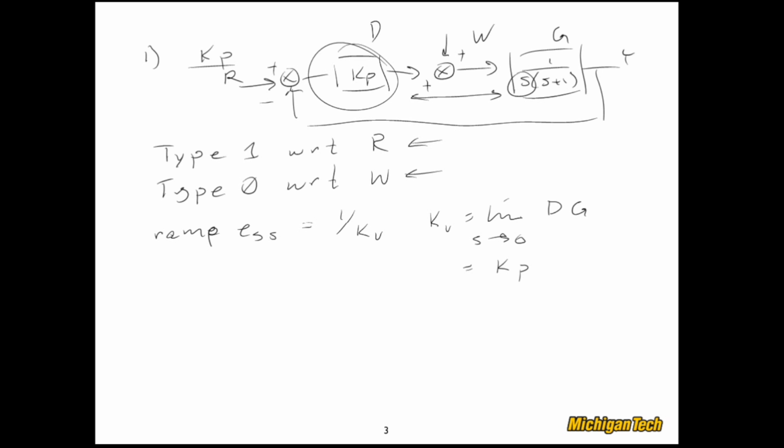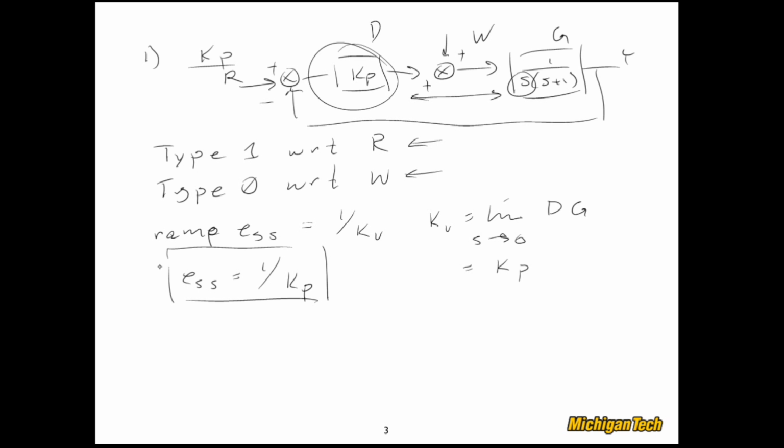Now, of course, this assumes that the system is closed loop stable. We'll look into that a little bit, but for now, let's just assume that it's closed loop stable. So our steady state error is 1 over kp when I give it a ramp input. What this tells me is, as I increase kp, it drives down the steady state error for a ramp input. Okay, so now let's look at the steady state error for a disturbance input.